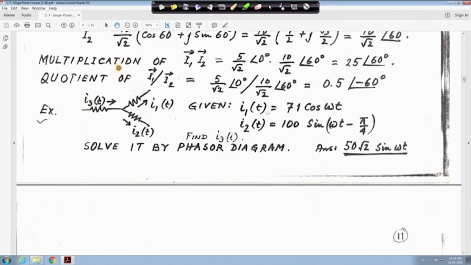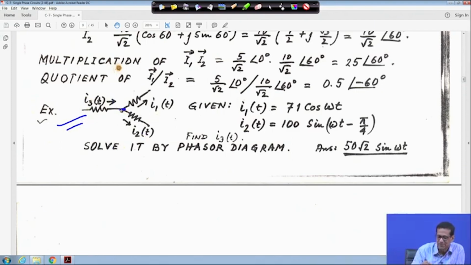One numerical is given that you will solve. I1, I2 and I3 you have to find out. Here you will apply KCL, I3 is equal to I1 plus I2, right, and accordingly you will do it. I1 is given, I2 is given, and you have to find I3. Here it is given, find I3(t). The answer is given as 50 root 2 sin omega t. This we will do as an exercise, right.